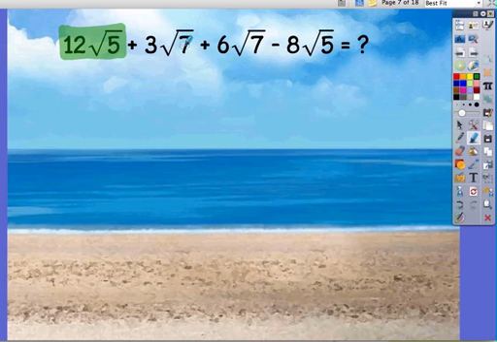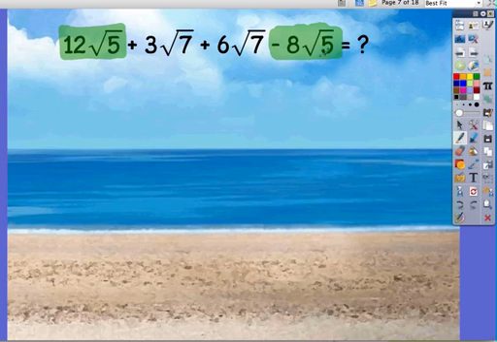3 square roots of 7 is not a like term because even though the indexes are the same, the radicand here is 7, the radicand here is 5. So this one is not a like term, but this is a like term. I always want to remember to include the sign directly in front of the coefficient. So that minus sign goes with my 8. So I have 12 square roots of 5 minus 8 square roots of 5.